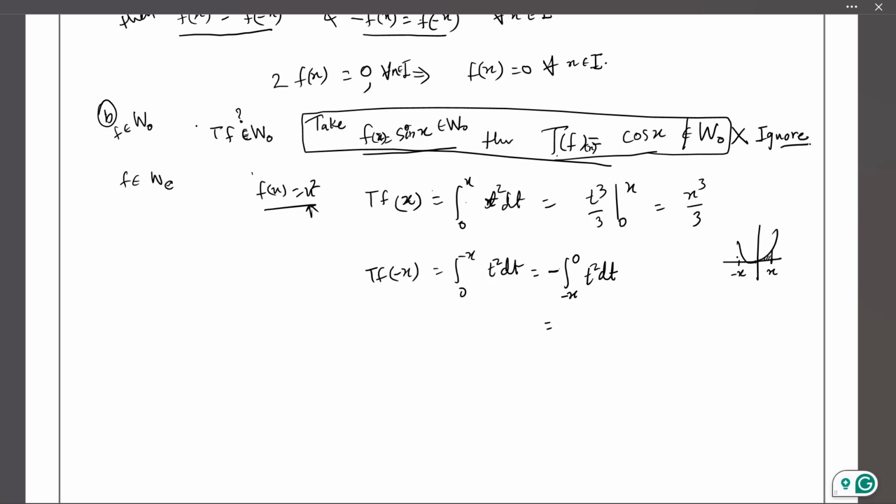Okay, so now we are taking from here to here, the area under the curve. But these two areas are the same. So this is nothing but the integral from 0 to x of t square dt. These areas are the same, so this is minus of, what is this? Tf of x. Correct. Good. So actually we got that Tf is not an even function. This Tf is an odd function. This is what we got by calculation.